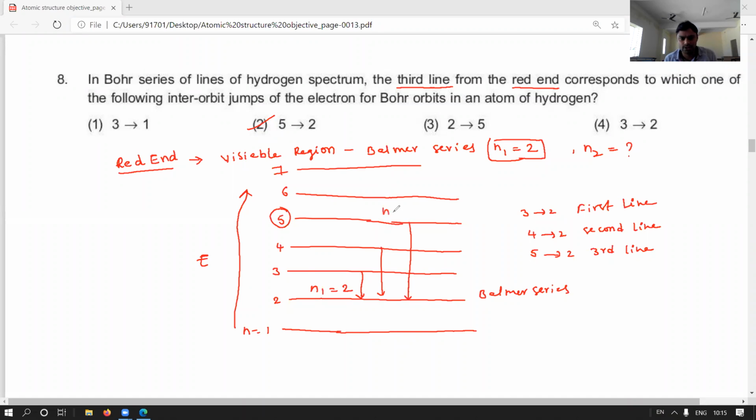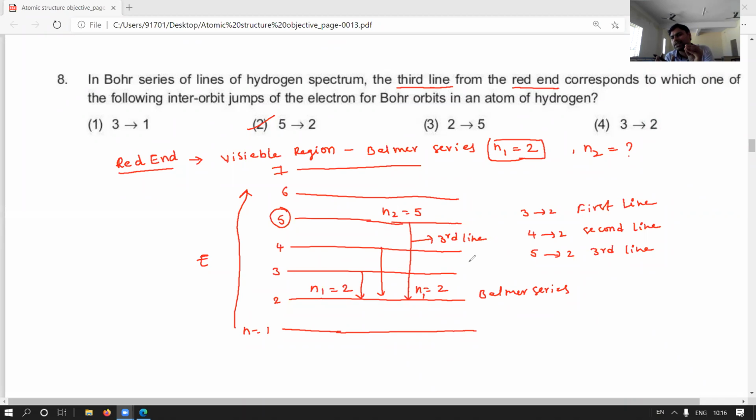So n2 is equal to 5. Then n1 is equal to 2. Then the transition is the third line of the Balmer series. Okay, clear? Yes, ma'am. Understand? So it's very easy.